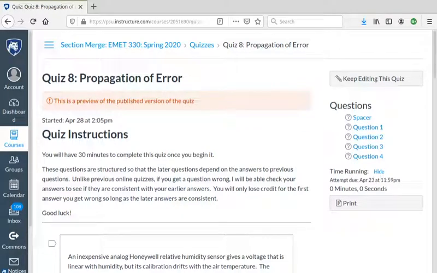Hello, welcome to the review of Quiz 8, Propagation of Error. This is a fun one.